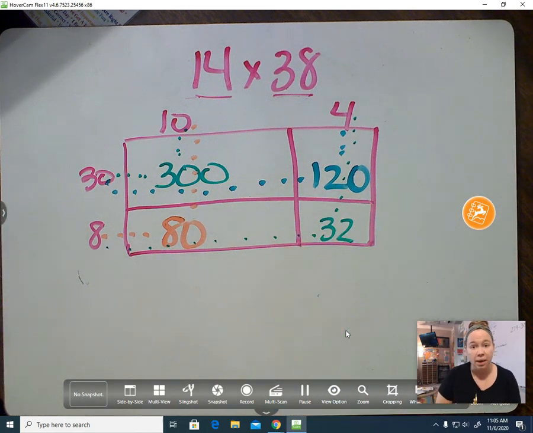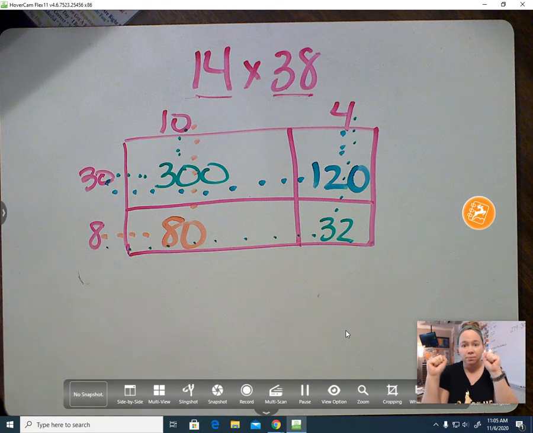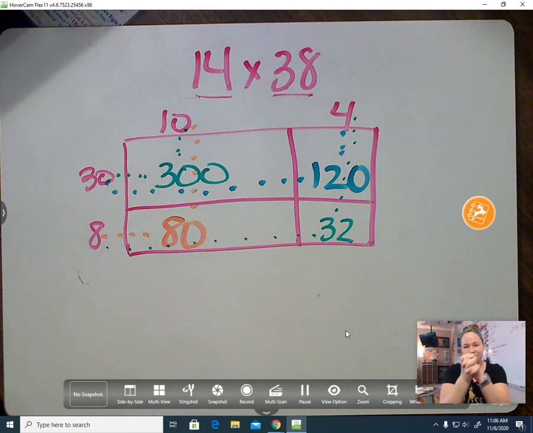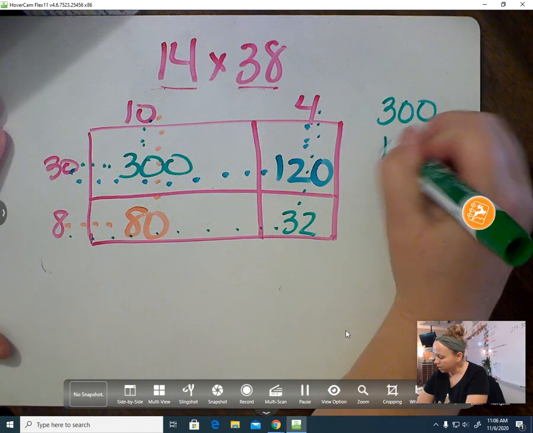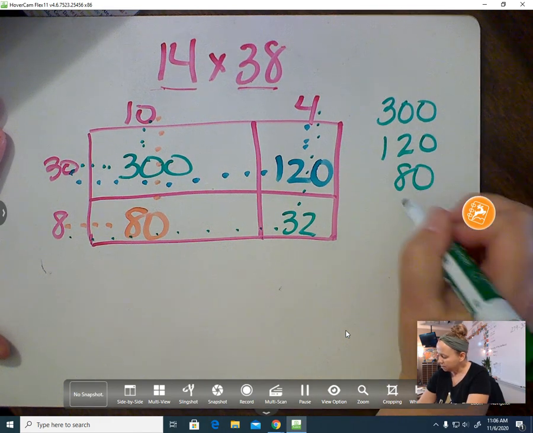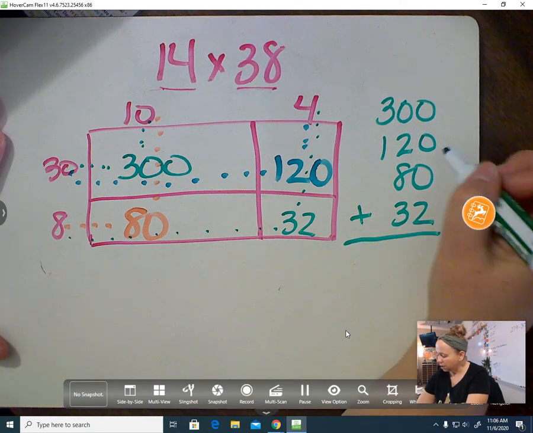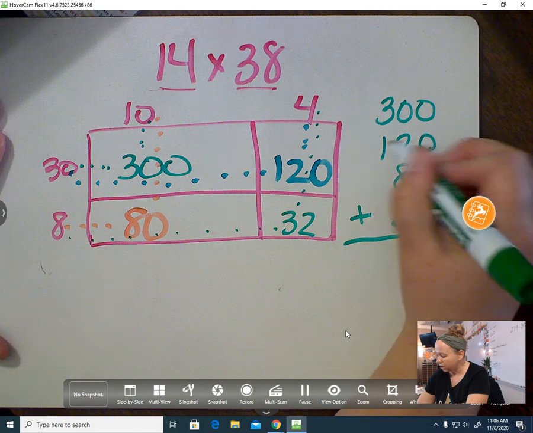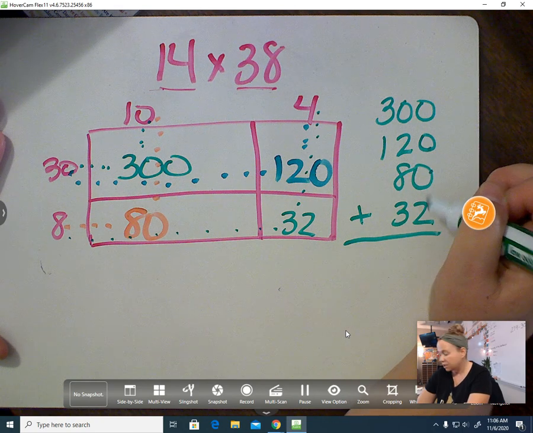Now, remember, friends, we took the numbers, we broke them apart, we multiplied. What's the last step? We need to put them all back together again, like Humpty Dumpty, right? And when we put them all back together, yes, we're going to add. So over here off to the side, I'm going to write 300 plus 120 plus 80 plus 32. Sometimes what I like to do is mentally say, oh, well, 120 plus 80 is 200. And then maybe I would have written 200 here instead of those two numbers. But you don't have to do that.